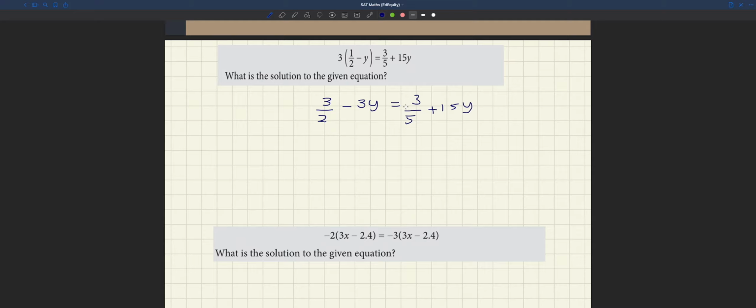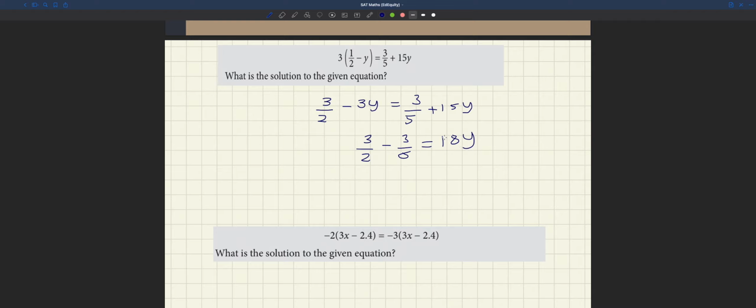So now we need to separate y from the numbers. We need to add 3y to both sides to cancel this out, and also subtract 3 over 5 from both sides. This gives us 3 over 2 minus 3 over 5 equals 18y.